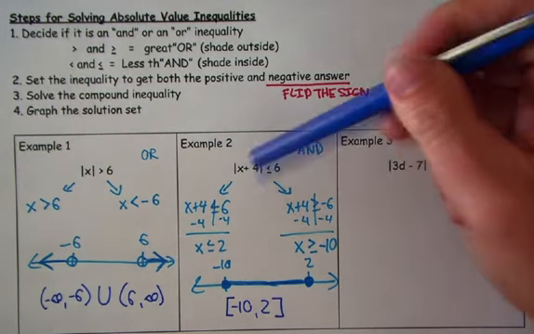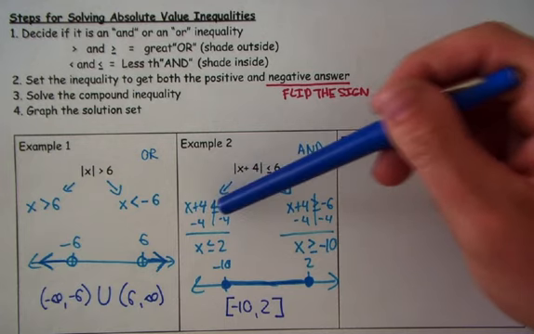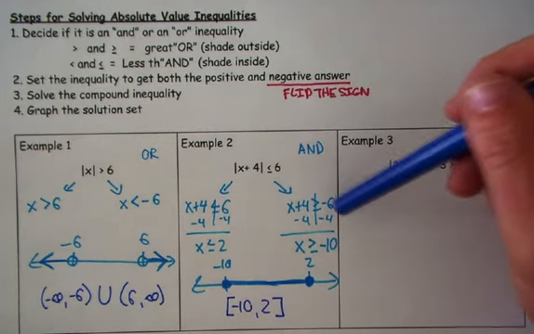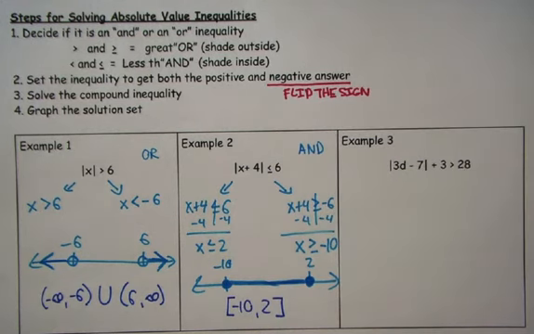So absolute value of x plus 4 less than or equal to 6. We have x plus 4 is less than or equal to 6. On the other side, we have x plus 4 greater than or equal to negative 6. Remember, we set it to the negative answer, but we flipped the sign on the inequality.